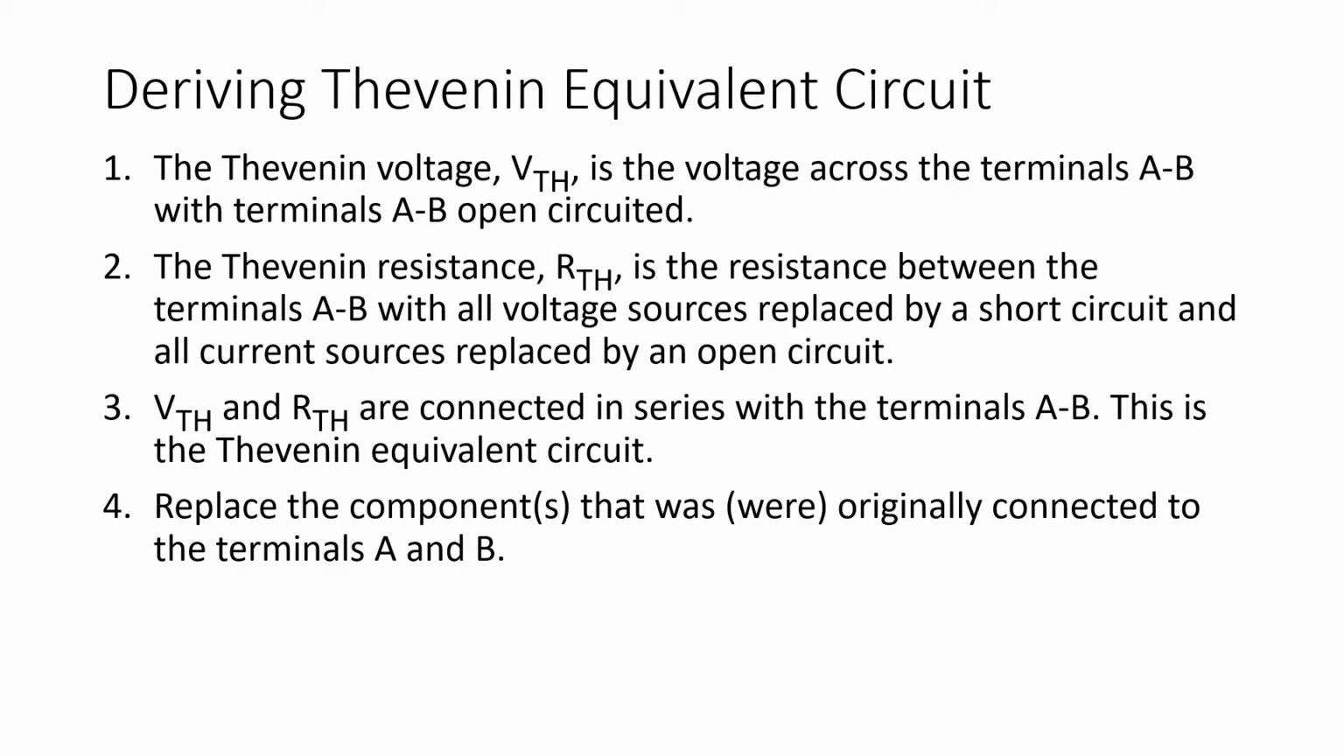Now, the steps to deriving the Thevenin equivalent circuit are: 1. To find the Thevenin equivalent voltage, VTH. And this is the voltage across the terminals A and B with those terminals A and B opened. Step 2 is to find the Thevenin equivalent resistance, RTH. And this is the resistance between the terminals A and B, with all voltage sources replaced by a short circuit and all current sources replaced by an open circuit.